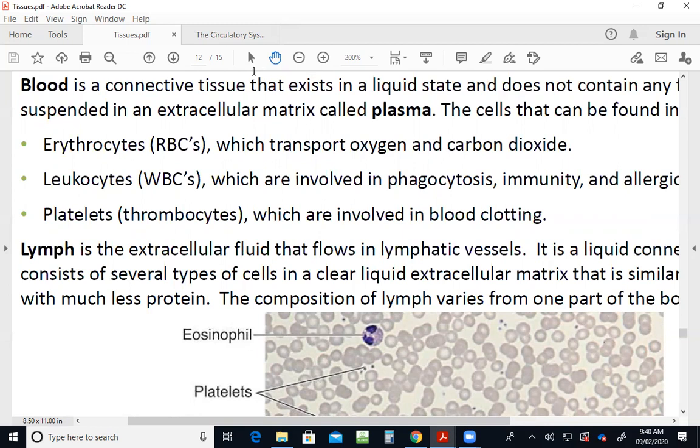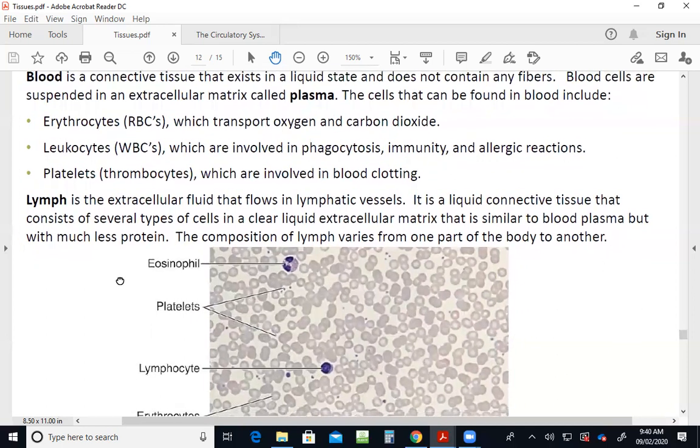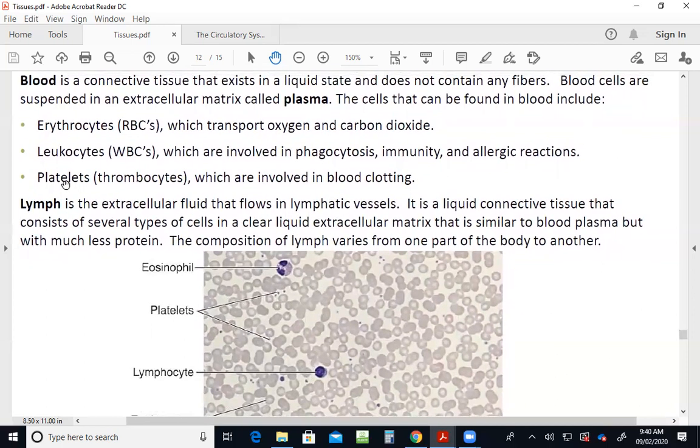All right, let's talk blood. It's a connective tissue that exists in a liquid state and does not contain any fibers. Fibers would be bad in our blood because they could cause our blood to clump and clot. That's not a good thing. Blood cells are suspended in an extracellular matrix we call plasma. Plasma is the fluid plus other stuff, and you can actually donate it for money if you're ever in a pinch.